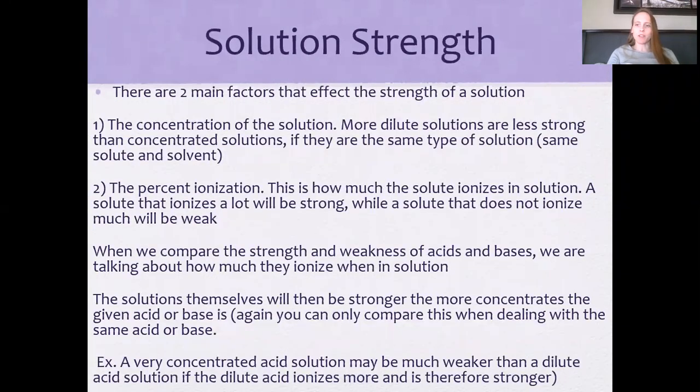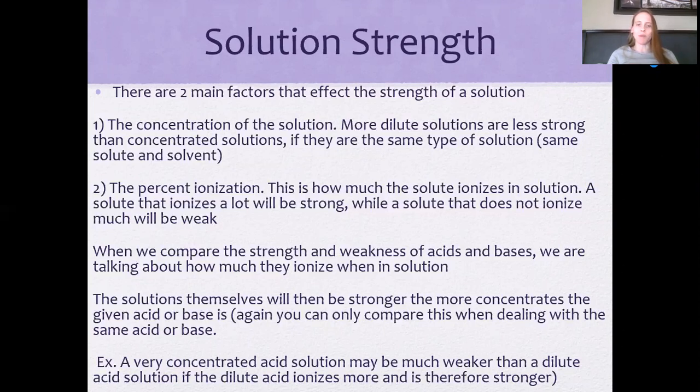So first of all, there are two main factors that affect how strong a solution is. The first is the actual concentration of the solution. So more dilute solutions tend to be less strong than concentrated solutions, but only if they are the same type of solution. You cannot compare concentrated and dilute in terms of strength when you're looking at different solutions.